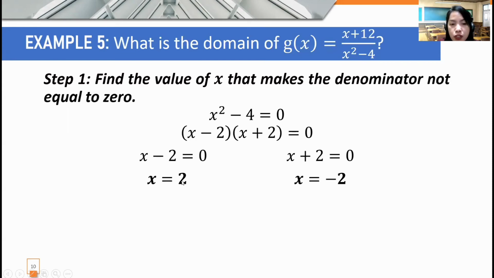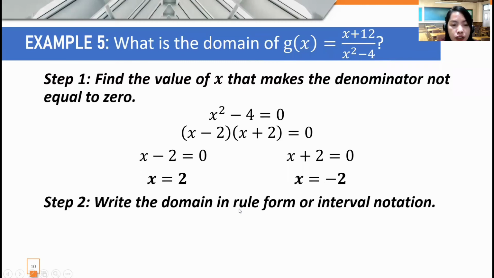If we're going to substitute positive 2 to the given rational function, that will become undefined. And also, if we're going to substitute negative 2 to the denominator of the given rational function, that will become 0, and the function will become undefined. So those are the restrictions in the domain. We have positive 2 and negative 2.